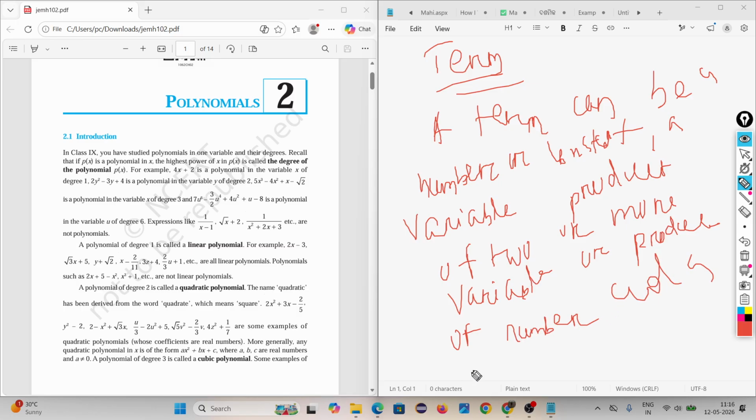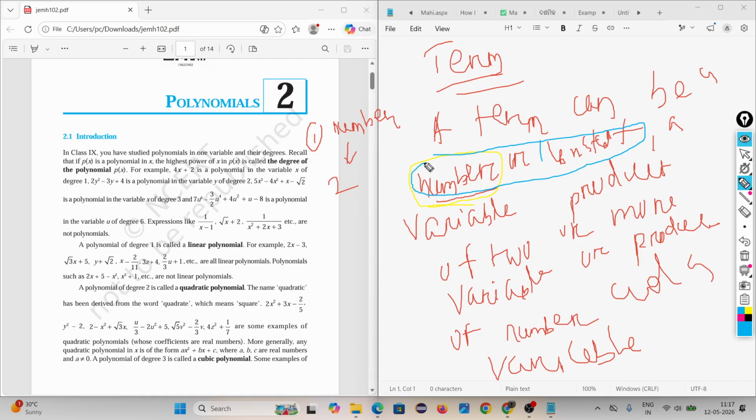A term can be a number and a variable. How many things are there? A term can be a number. Number means constant. Two is also a number. A term can be a number, a constant.